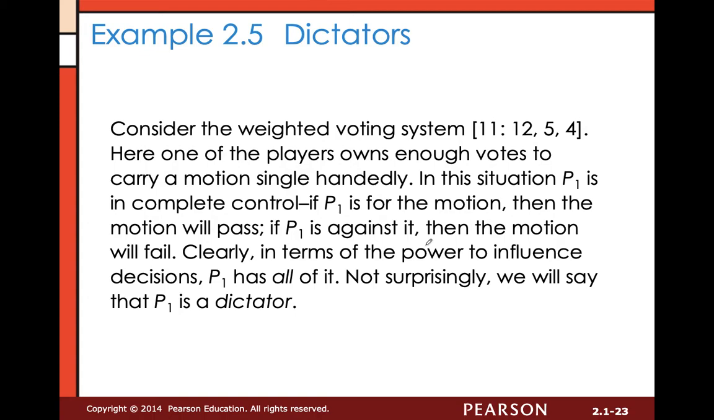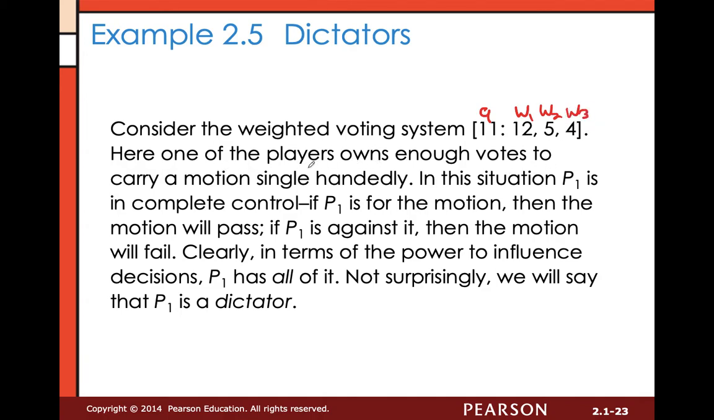All right, so a couple more things to talk about for this section before we move on to our next part of Chapter 2, which will be bonds off power. So first off, let's talk about what are called dictators. So consider a voting system where you've got 11 as the quota, and then you've got your weights: weight 1 is 12, weight 2 is 5, and weight 3 is 4.